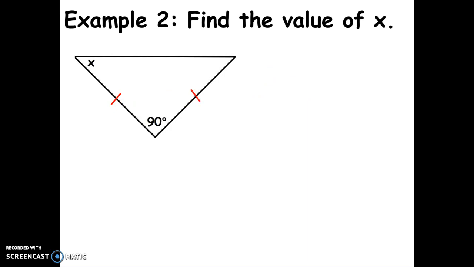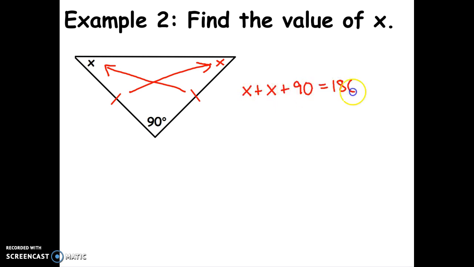Example 2. So again, I always identify my congruent sides first, and then I identify those opposite angles. So we know that these two angles are congruent. So if this angle is x, then this angle is also x. Now to find the value of x, we're going to have to go back to our triangle sum theorem. So we know that all of the angles of the triangle add to equal 180. So x plus x plus 90 equals 180 degrees.